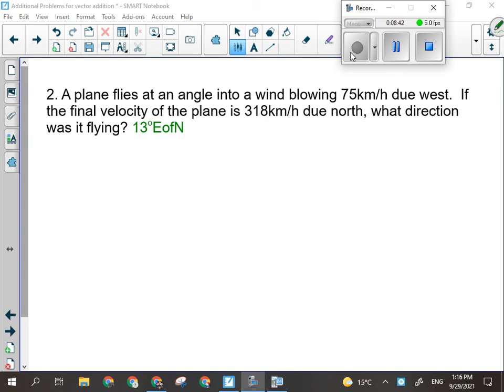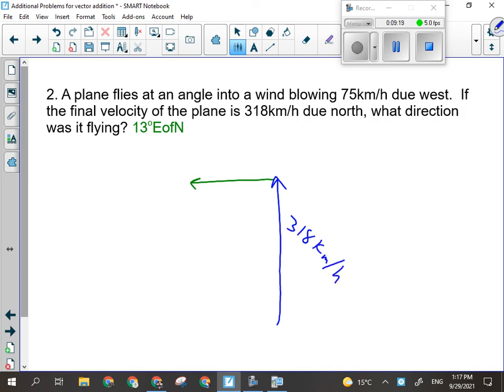They're telling us that a plane is flying at an angle into a wind blowing 75 kilometers per hour due west. Okay, so we got a wind that's doing this. Okay, it's blowing that direction, due west. The plane ends up going due north. So our resultant actually ends up doing this. Okay, and that's 318 kilometers per hour. So what direction is the plane flying? Whoops, I drew that wrong. Hang on.